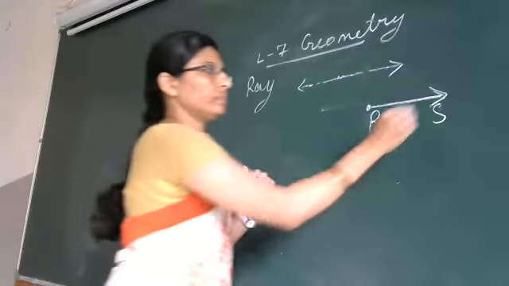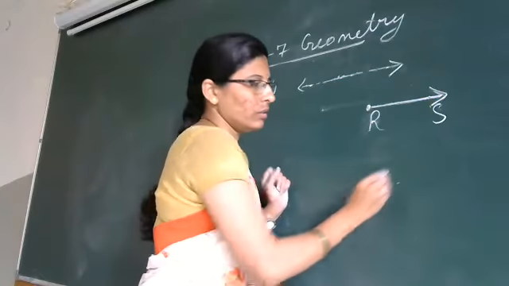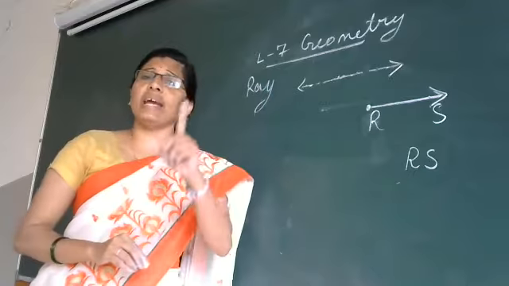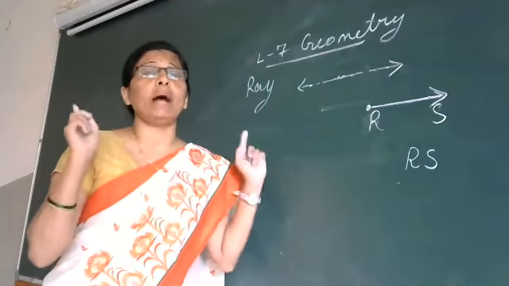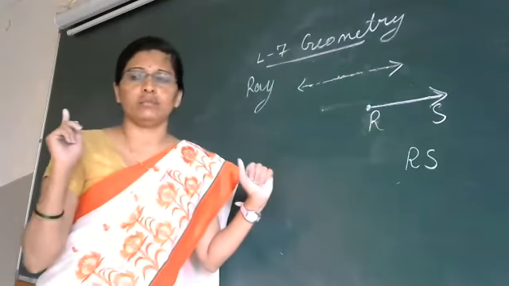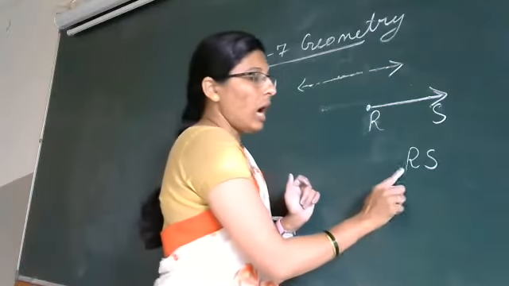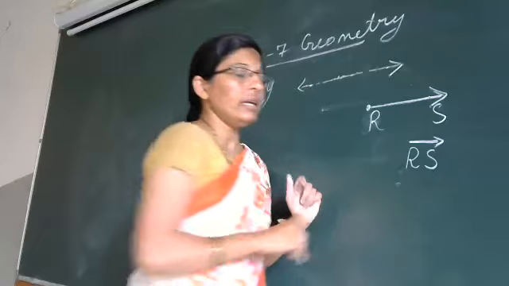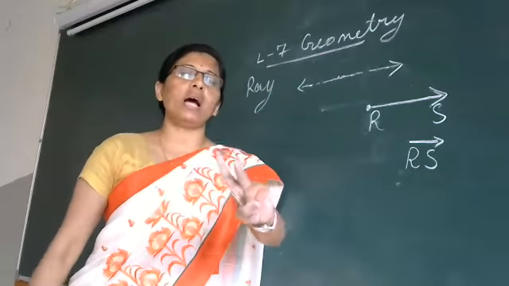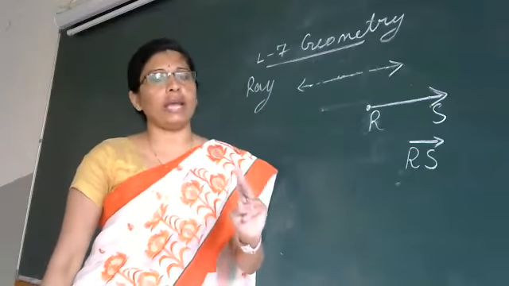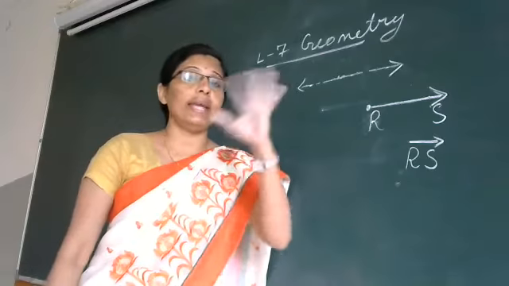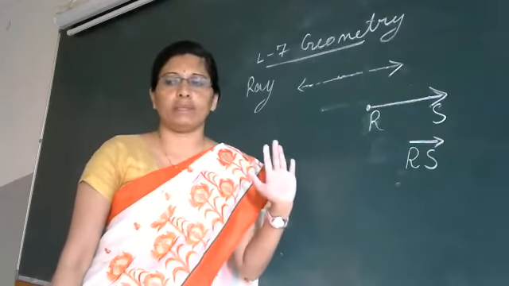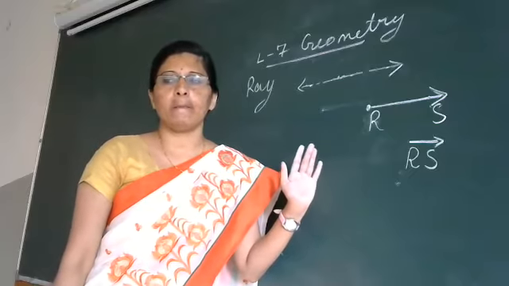Ray RS. Ma'am, can we not name it by a small letter? No, only a line. Rest all you have to name by capital letters only. Okay. Now RS. So if one arrow is there, it is a ray. Two arrows are there, it is a straight line or line. Any arrows are not there, that means it is a line segment. Understood?